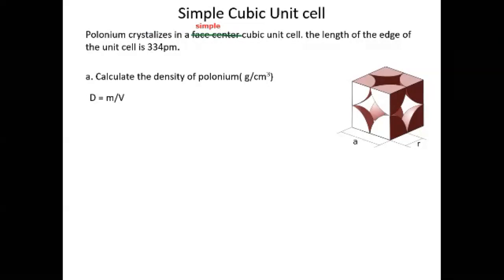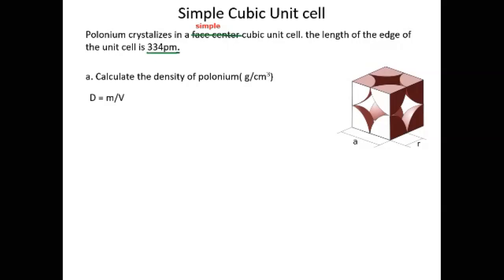And so what we're given is the length of the axis a. Now remember, for a cube, a is the same whether it's length, width, or height, because a is the same as b and c. And so we want to calculate the density of polonium. Density is mass over volume.